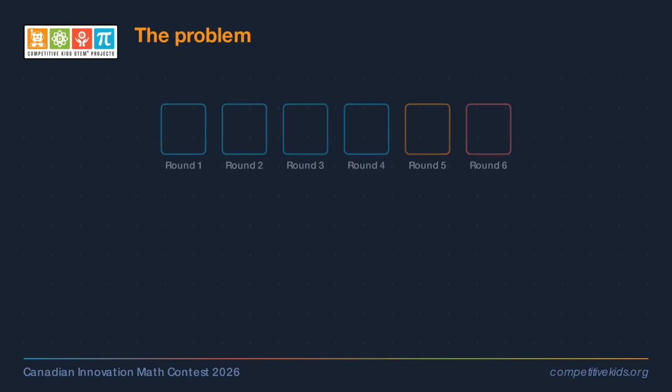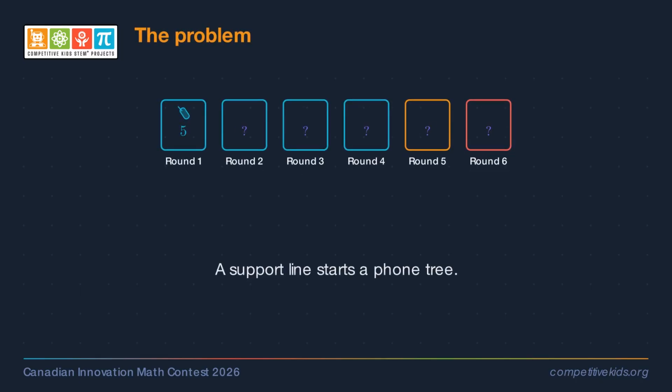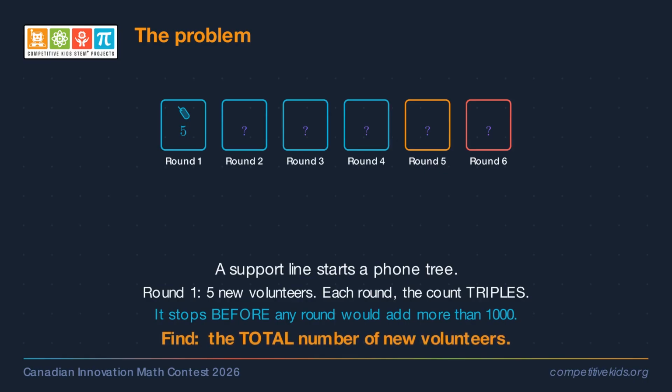Here's a problem about a phone tree. A support line starts the tree to recruit volunteers. In round 1, just 5 new volunteers join. In each new round after that, the number of new volunteers is 3 times the round before. It triples. The tree has a rule, though. It stops before any round would add more than 1,000 new volunteers.